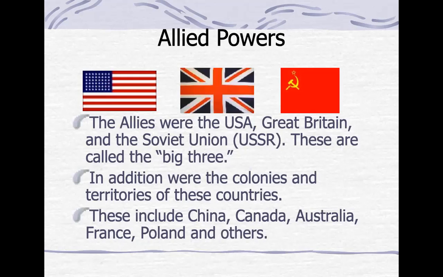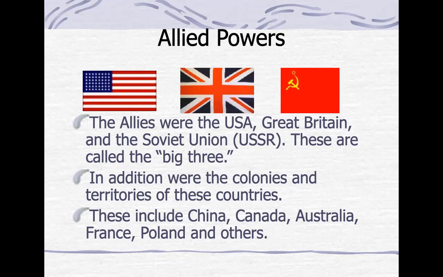So in addition, there were the colonies and territories of these countries. These included China, Canada, Australia, France, Poland, and others. France at this point, I wouldn't really classify as a colony or territory because they were just being taken over, but they had the French resistance, the Maquis, who were fighting with the Allies, and the remainder of the French army that had managed to flee. Poland had a resistance too, the Polish resistance. But the three big territories are China, Canada, and Australia.